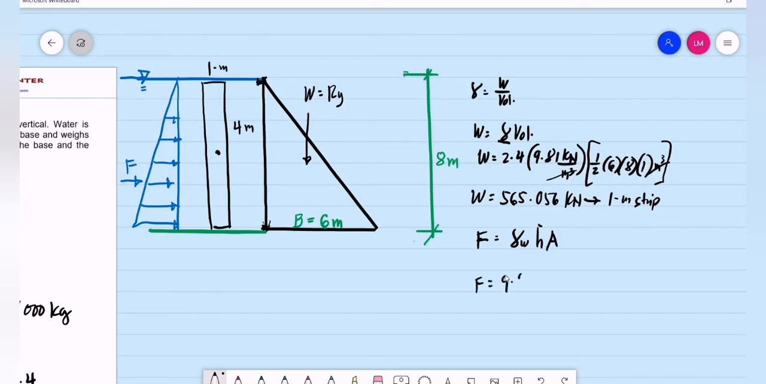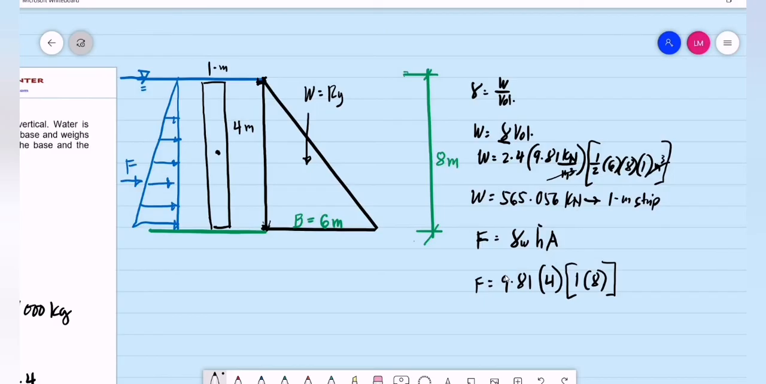So we're having the hydrostatic force. Gamma water is 9.81. Our bar H is simply the mid height of the dam, that is 4 meters. What is the area under consideration? That is a 1 meter strip, multiplied by a height of 8 meters.